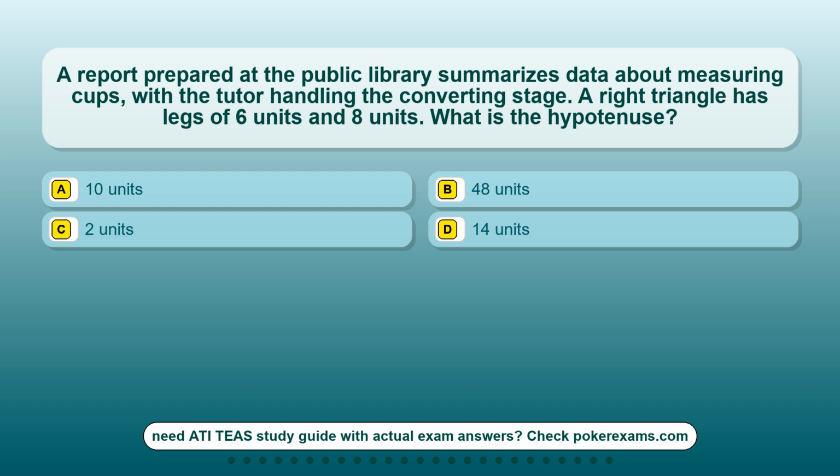Option A, 10 units. Option B, 48 units. Option C, 2 units. Option D, 14 units. The correct answer is option A, 10 units.